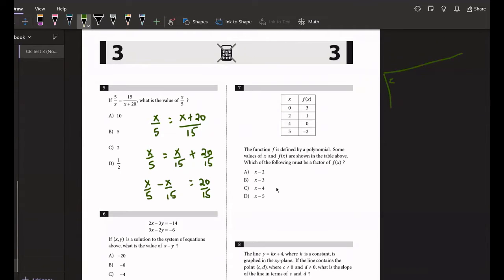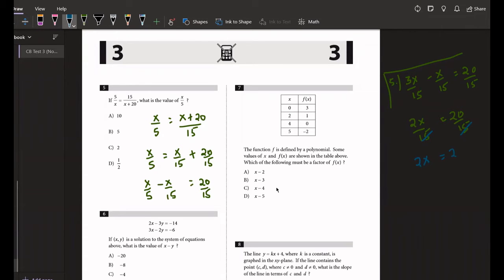Okay, this is the fifth one. So x over 5 minus x over 15 can be rewritten as 3x over 15 minus x over 15, so that we have the same denominator, equals 20 over 15. So this becomes 2x over 15 is 20 over 15. You can cancel the 15 on both ends. So 15 gets cancelled with 15.